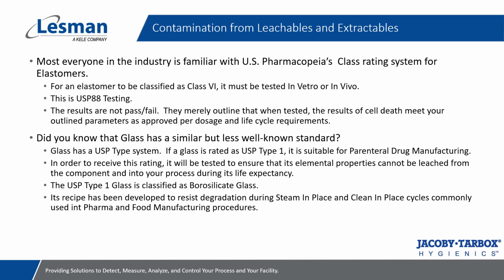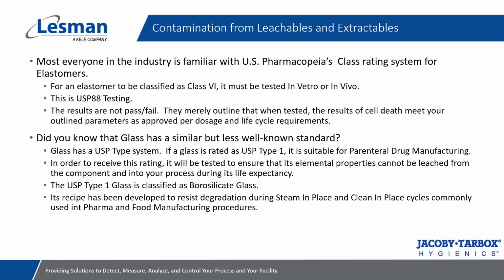Glass has a very similar test, but it's a far less well-known standard. So you hear every time somebody talks about an elastomer, you hear class 6. But every time you hear or talk about glass, people don't bring up the standard or the type. Glass in pharma applications, right, is rated in a type structure. So USP type 1 glass is suitable for parenteral drug manufacturing, right? So ingestibles or injectables, which is the highest standard that USP classifies for.